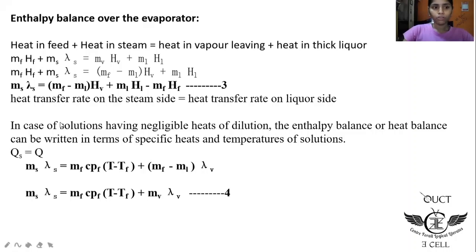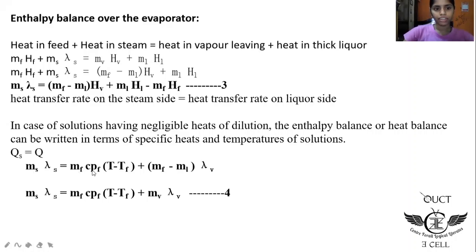If the solution has negligible heat of dilution, then the enthalpy balance or heat balance can be written in terms of specific heats. So now we are doing the energy balance. We can write in terms of specific heat and temperature of the solution. That is QS equals Q. As we know from the steam side, MS lambda S is equal to Q, where Q is the rate of heat transfer at the liquor side. Now we are removing H and replacing it with the specific heat and temperature of the solution.